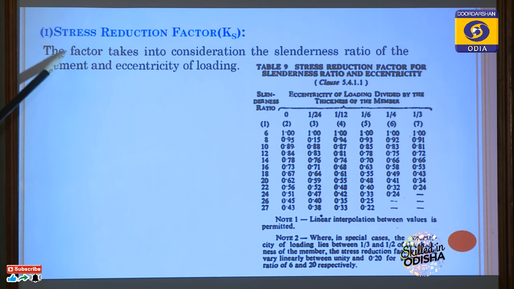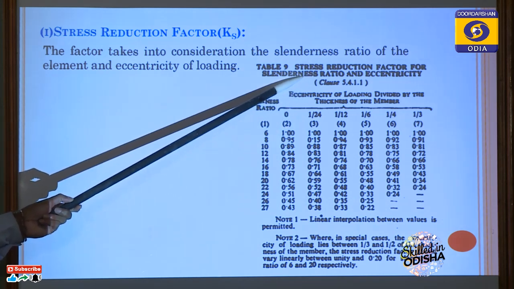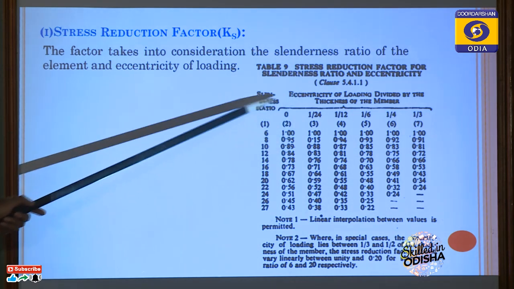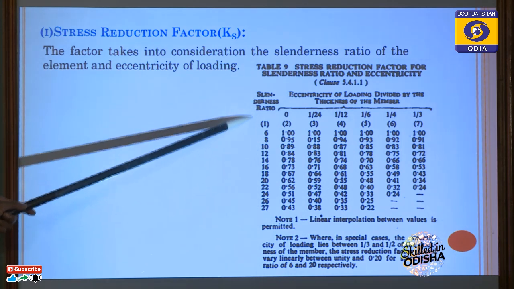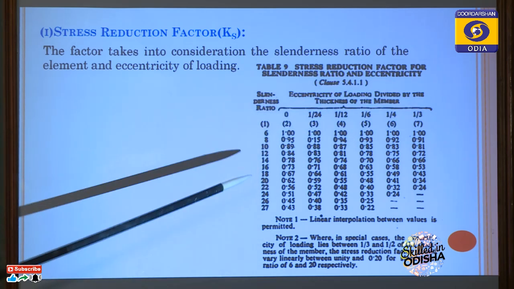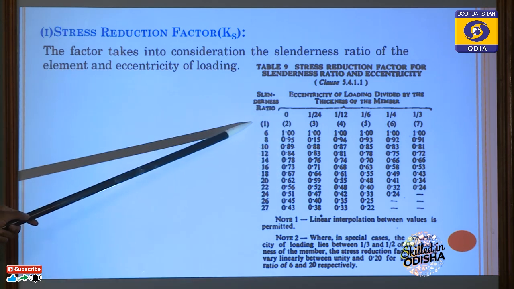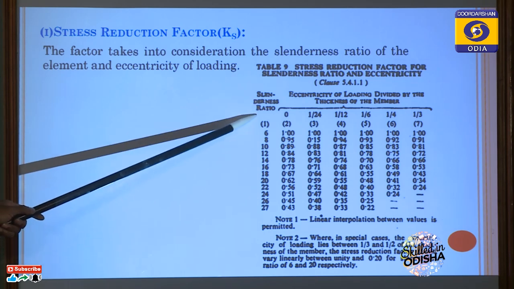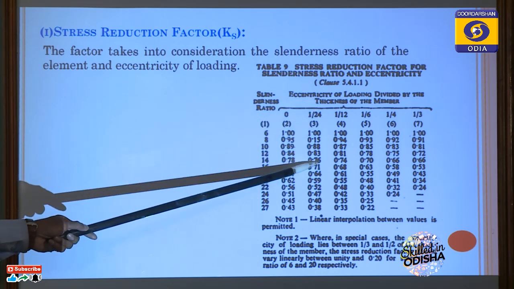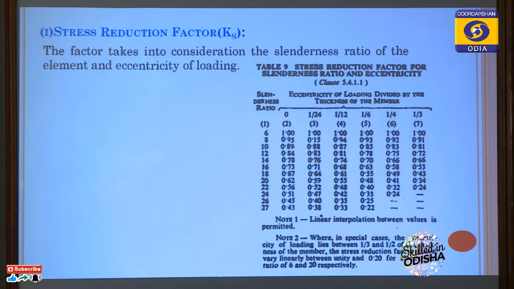So the stress reduction factor will be calculated from table 9 of IS 1905 1987. So you have to follow table 9 from the IS code, and in this direction the slenderness ratios are there, and in this direction eccentricities are there. So this is for zero eccentricity, that means the load is purely axial, and here is the slenderness ratio. So based upon the slenderness ratio and eccentricities, we have to calculate this stress reduction factor, and for any intermediate values we have to use linear interpolation.